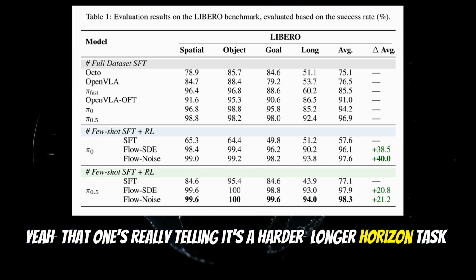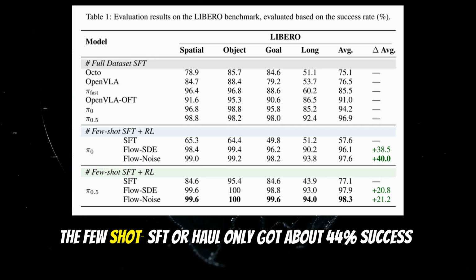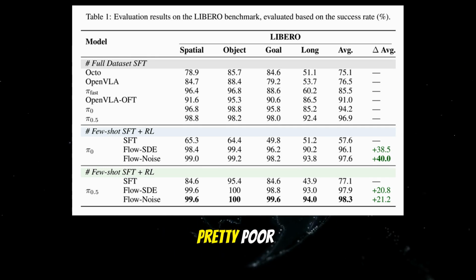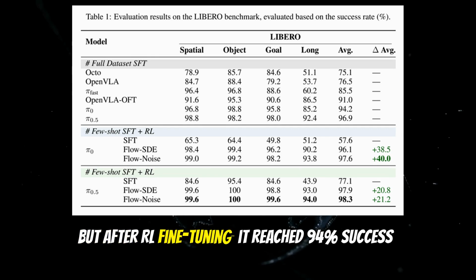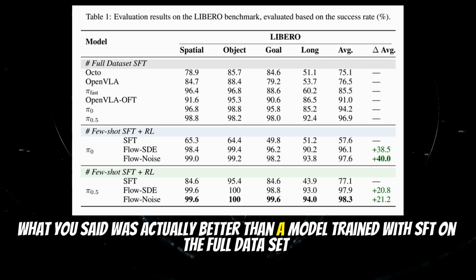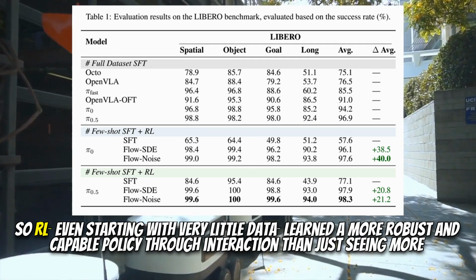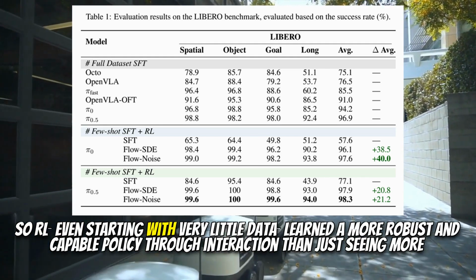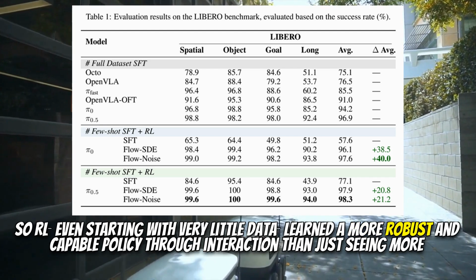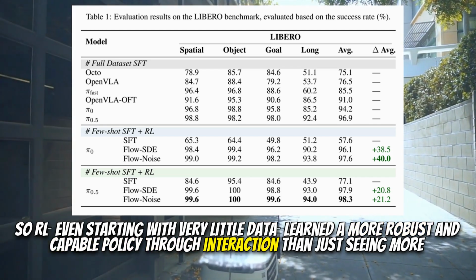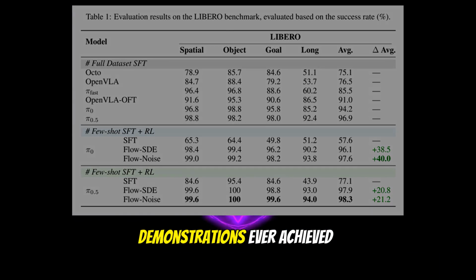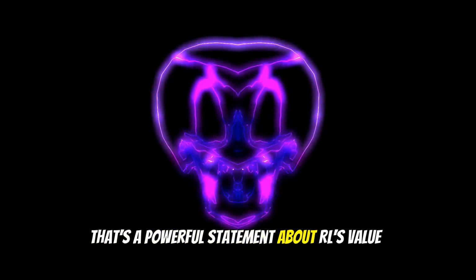It's a harder, longer horizon task. The few-shot SFT model only got about 44% success. Pretty poor. Okay. But after RL fine-tuning, it reached 94% success. Which you said was actually better than a model trained with SFT on the full data set. Exactly. The full data set SFT model topped out around 92.4%. So RL, even starting with very little data, learned a more robust and capable policy through interaction than just seeing more demonstrations ever achieved. That's a powerful statement about RL's value.